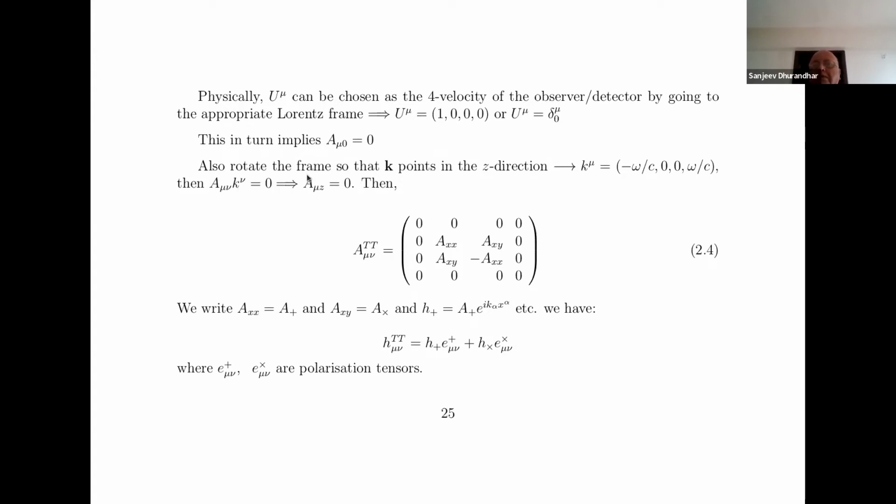Is it clear? So all the things which are on the third dimension, the z direction, are also 0. Which gives you the transversality of the wave. You are taking a wave traveling in the z direction, but the field components are all in the xy plane: A_xx, A_xy, A_yx, A_yy. So this is called the transverse traceless gauge. We say transverse because, as you can see, it is transverse to these things.